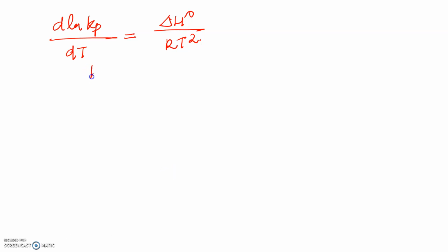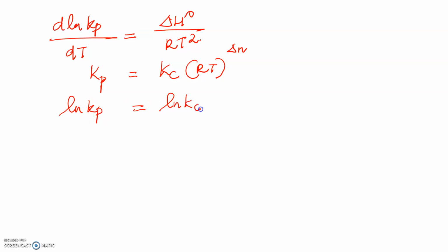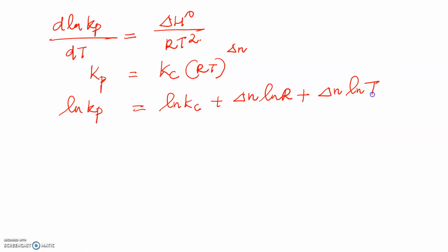So what is the relationship between Kp and Kc? Kp is equal to Kc into RT raised to delta n. Okay. So what is ln Kp? Ln Kp is equal to ln Kc plus delta n into ln R plus delta n into ln T. Okay.